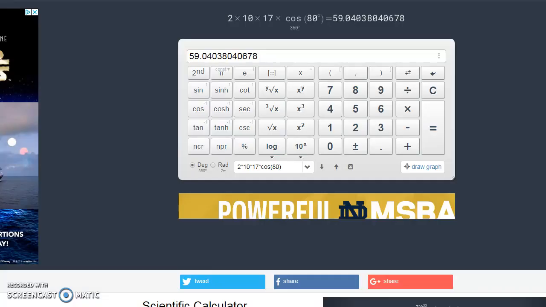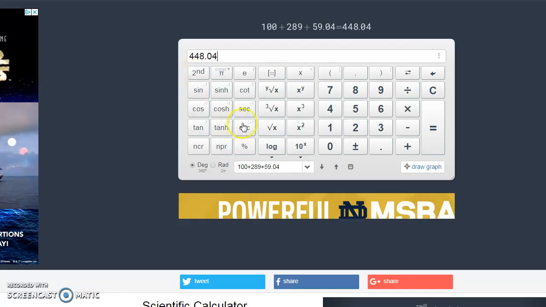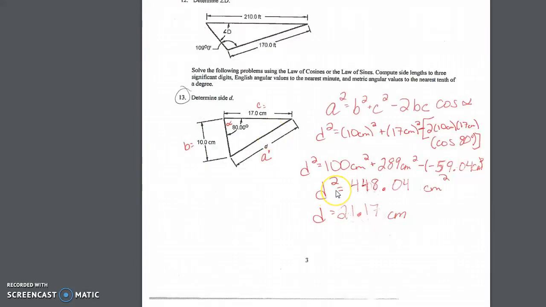So then if I do 100 plus that 289 plus 59.04, I am going to get 448.04, and then I need to take the square root of that answer, and that's going to get me 21.17.